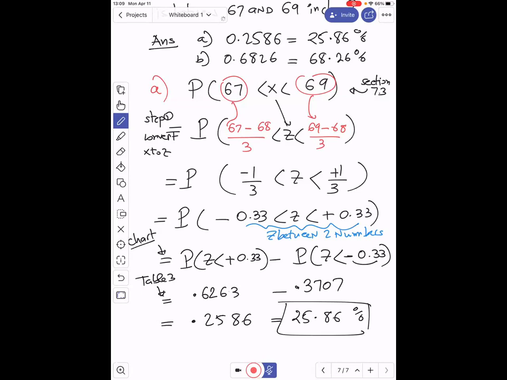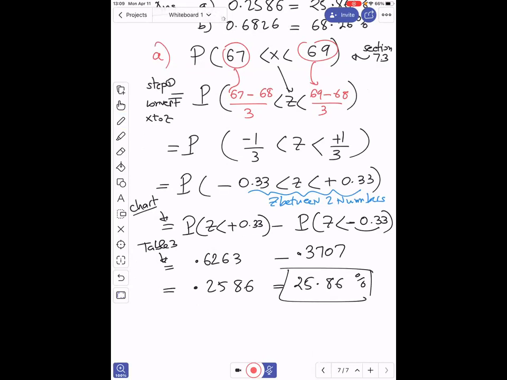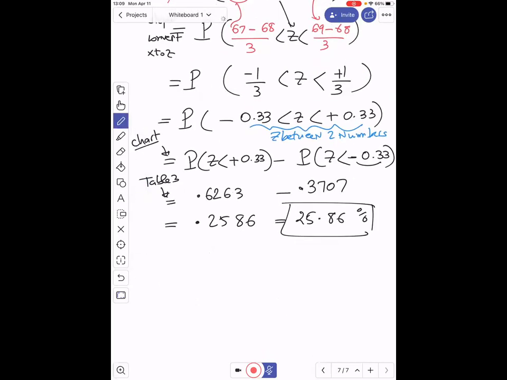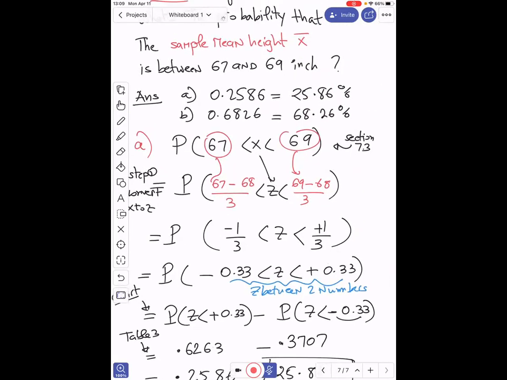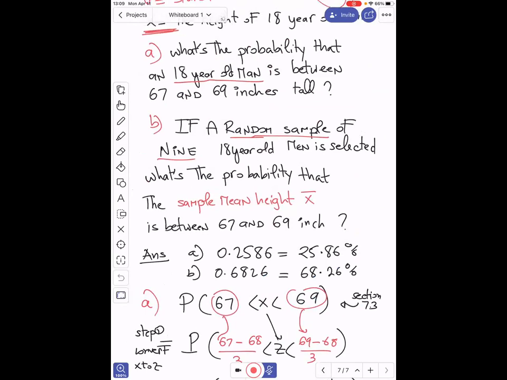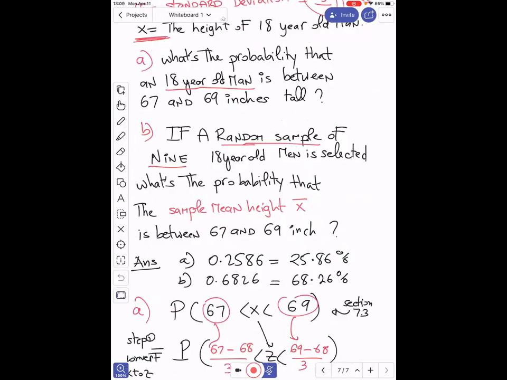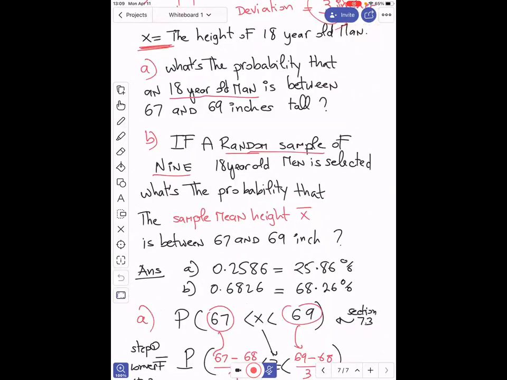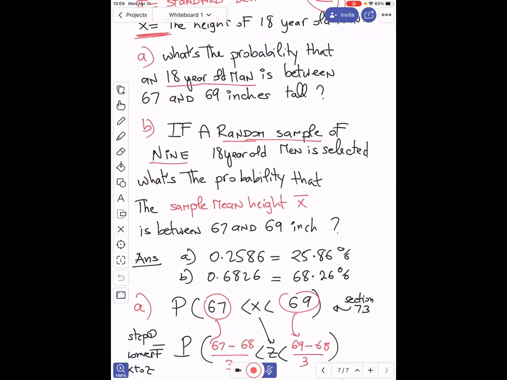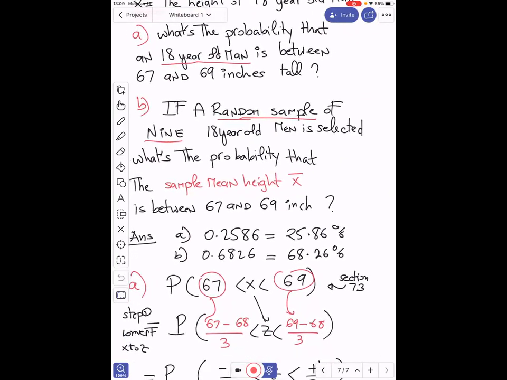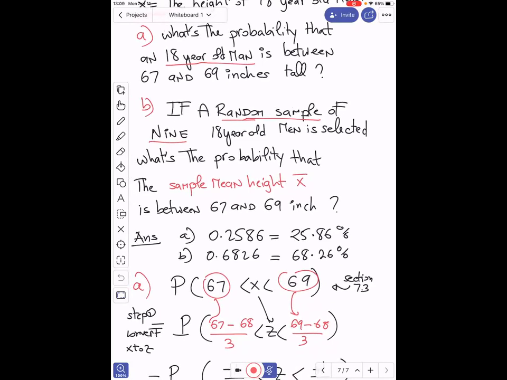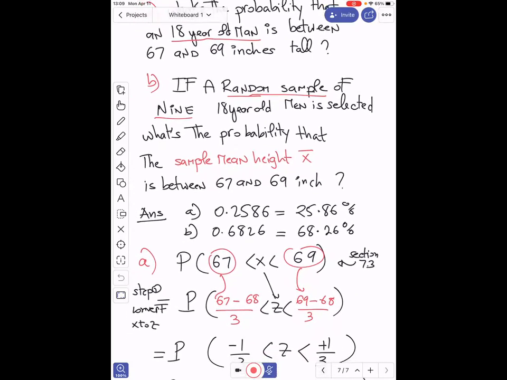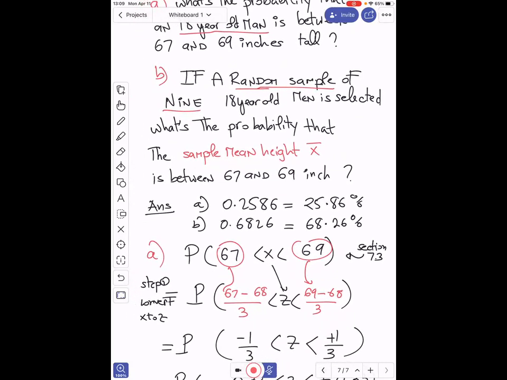All right, guys. So that's for A. For B, any questions so far? Please let me know. So for B, we select this random sample of 9. You take a sample of 9 18-year-old men, right? And then you want to measure the average height of these 9 18-year-old men, right?